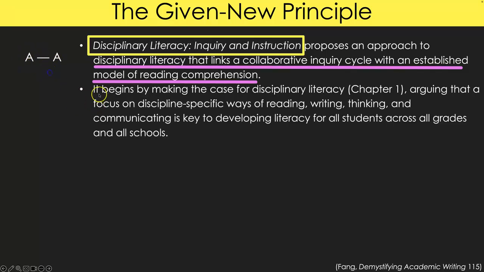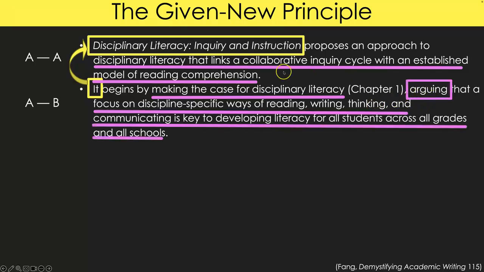If we move into our next sentence, it starts with it. Well, what is it? If that's the given information that we have, well, what is that talking back to? It's talking about disciplinary literacy. So we're going with A because we're keeping the same subject, and we're going to introduce new information in the rest of that paragraph. That it, disciplinary literacy, is making the case for disciplinary literacy. That seems a little redundant. So we actually have this part here that is going to elaborate what we mean by that. Arguing that it focuses on discipline-specific ways of, and so on.